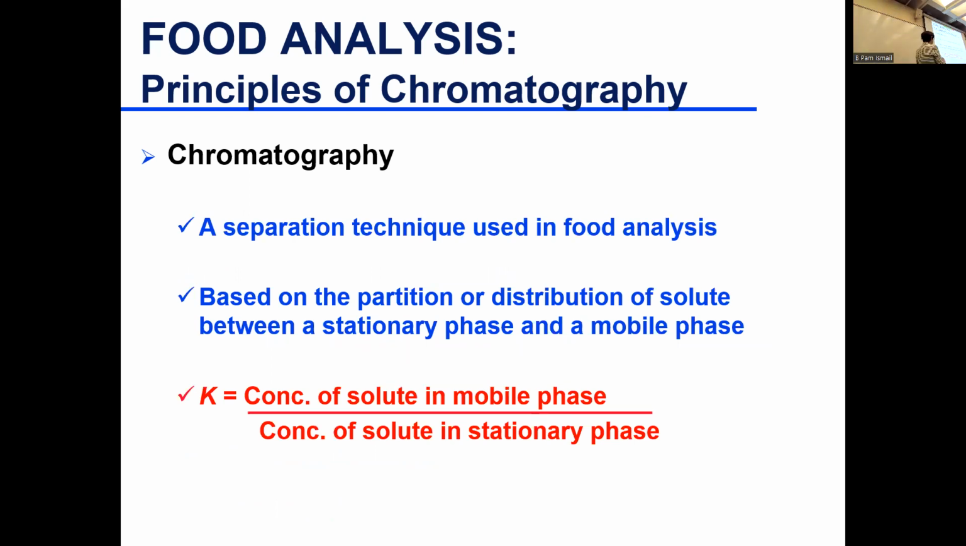So chromatography, we already defined it. It's a separation technique. We use it a lot in food analysis. And it's based on the partition, if you have liquid, or the distribution, if there is solid liquid or gas liquid or gas solid. So partition always means two liquids. The stationary phase is liquid, the mobile phase is liquid, and it's partition chromatography, and then you have a constant. It's based on the concentration in the mobile phase, which is phase 1, and the concentration of the solute in the stationary phase, which is phase 2.